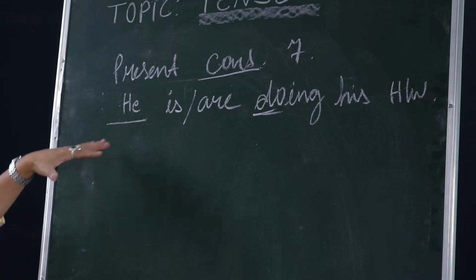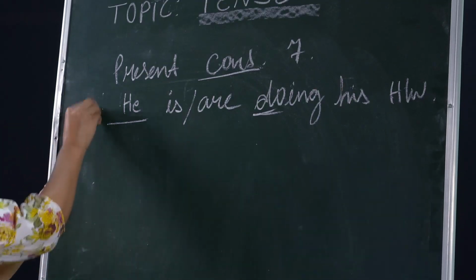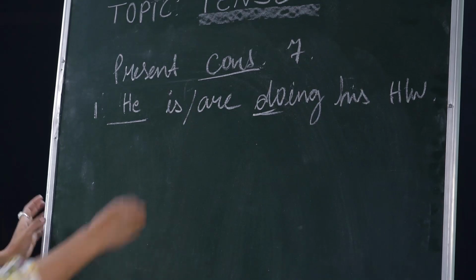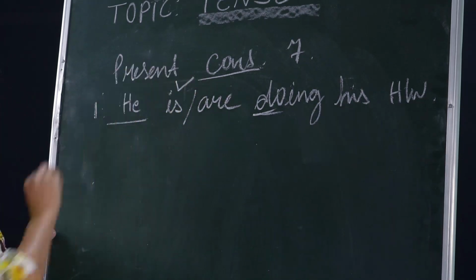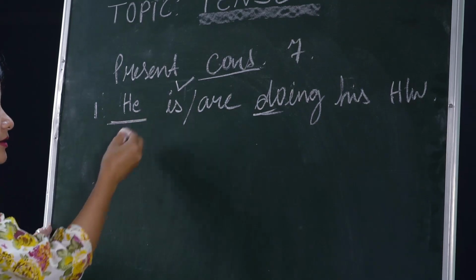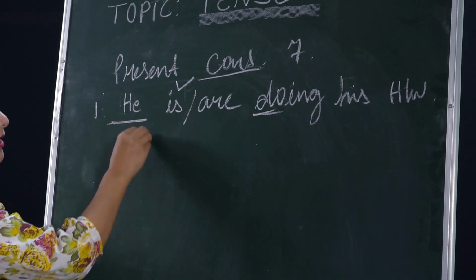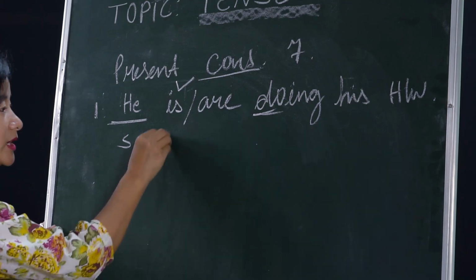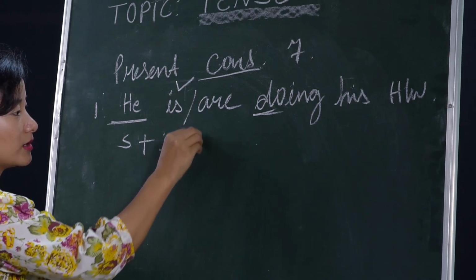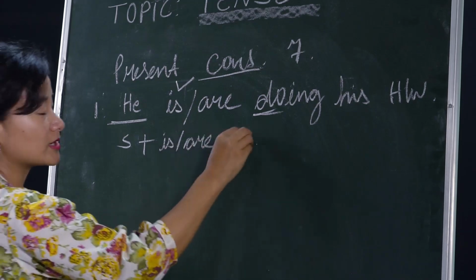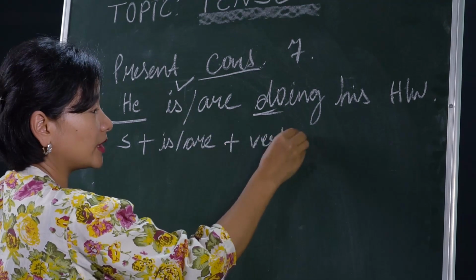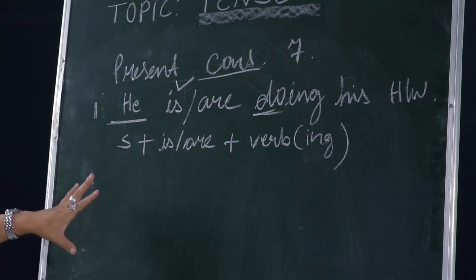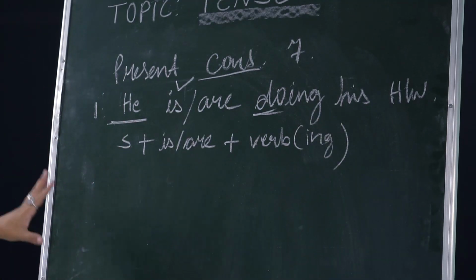In this case, what structure do we have here? I'm going to repeat the example. He is or are doing his homework. We would definitely go with is here. The subject here is he. Then in our structure of a present continuous tense, you need these helping verbs is or are plus the verb in the ing form. That would give us present continuous tense.